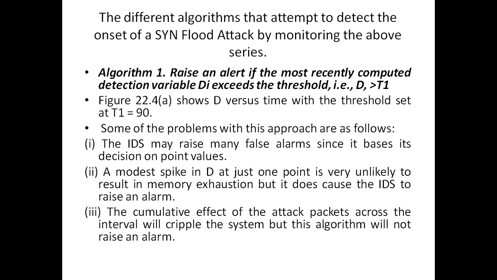So here, suppose the threshold value for the D is set to 90. Then there are some problems with this approach: the IDS may raise many false alarms since it bases its decision on point values. A modest spike in D at just one point is very unlikely to result in memory exhaustion, but it does not cause the IDS to raise an alarm.